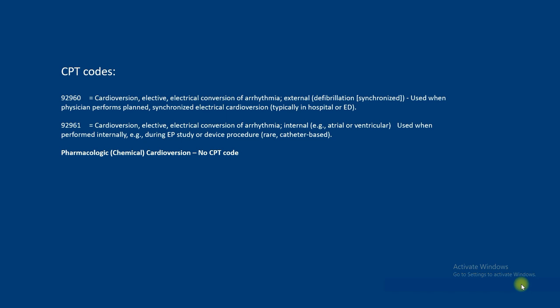Next, we have pharmacologic cardioversion or chemical cardioversion. Based on CPT, we don't have any CPT code for pharmacologic or chemical cardioversion. Whenever the documentation shows that the patient underwent pharmacologic cardioversion, we need to use the infusion codes. In the operative report, if we see pharmacologic cardioversion, we need to use an infusion code starting with 96365.